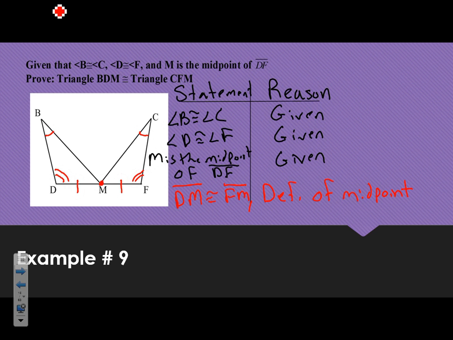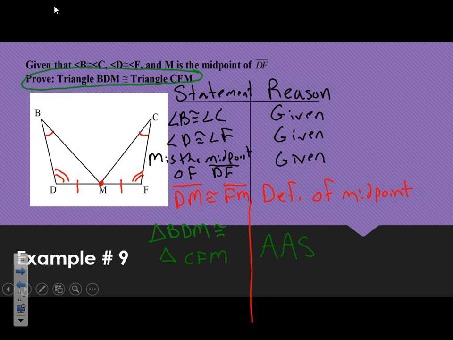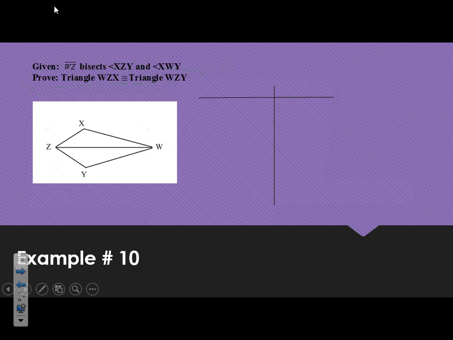Alright. Now I have 3 pieces of information, so now I'm going to say, okay, here's my proof. So I'm going to prove that triangle BDM is congruent to triangle CFM. And my reason for this one is going to be angle, side. Alright, that's number 1 done. Moving on to number 10.